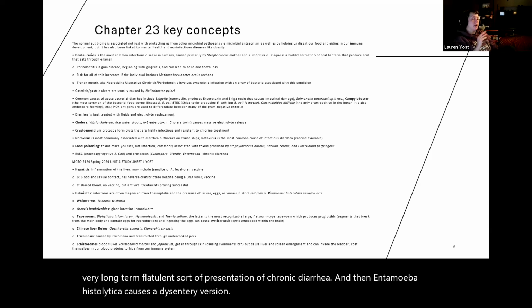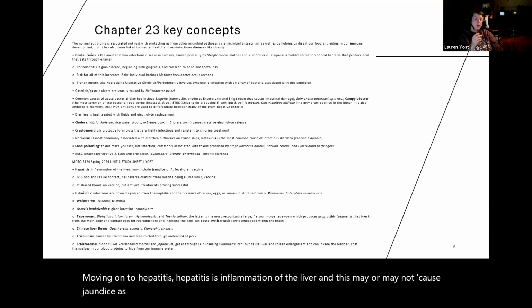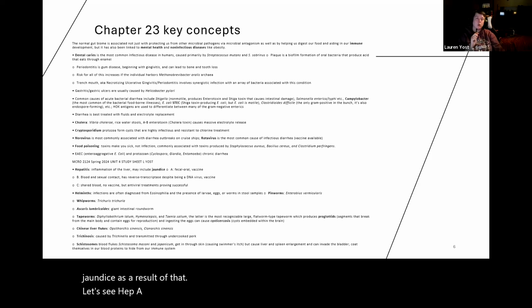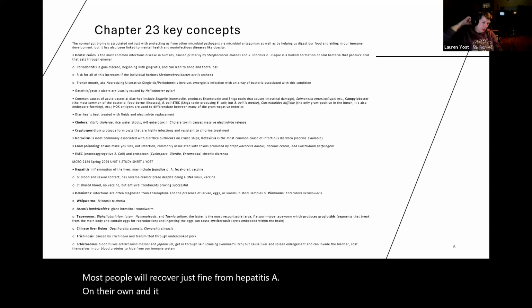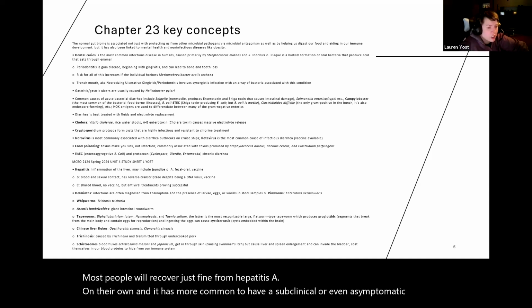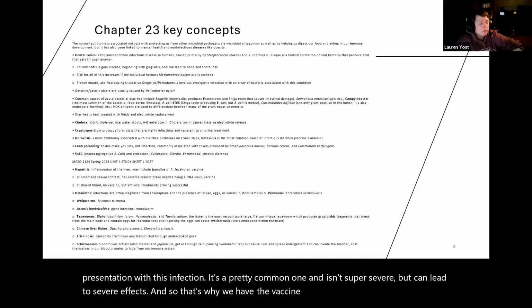Moving on to hepatitis. Hepatitis is inflammation of the liver, and this may or may not cause jaundice as a result of that. Let's see, hepatitis A is a fecal oral transmission virus, and there are vaccines for it. Most people will recover just fine from hepatitis A on their own, and it's more common to have a subclinical or even asymptomatic presentation with this infection. It's a pretty common one and isn't super severe, but can lead to severe effects, and so that's why we have the vaccine for it.